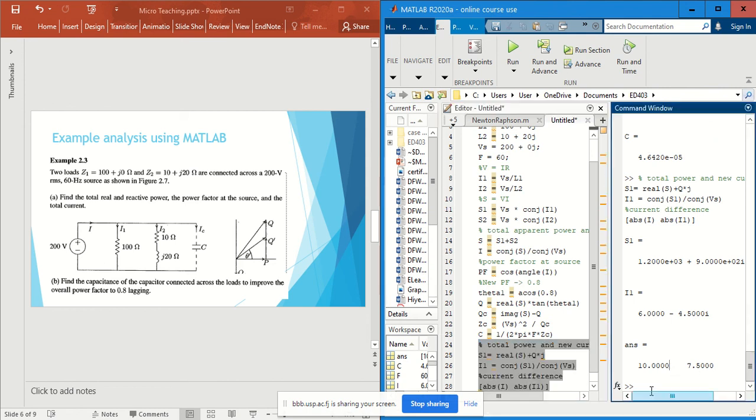Previously, without power factor correction, the whole system was supplied with a current of 10 amps. Now, with the power factor corrected, we will be supplying only 7.5 amps. So this means that we will be saving a lot of money. A lot of money will be saved by reducing the current consumed.